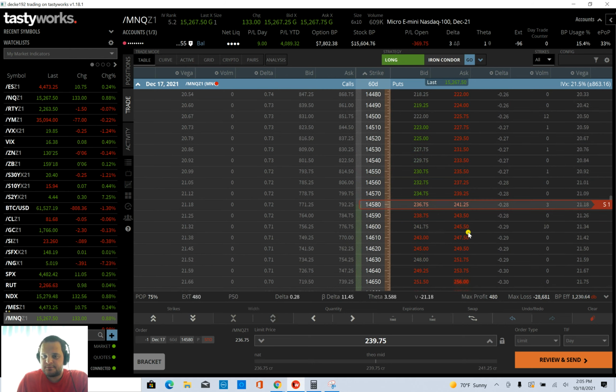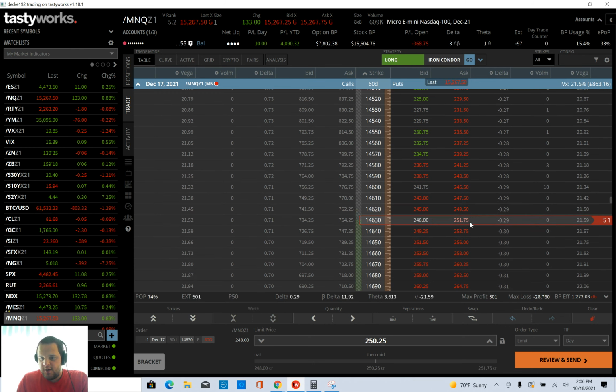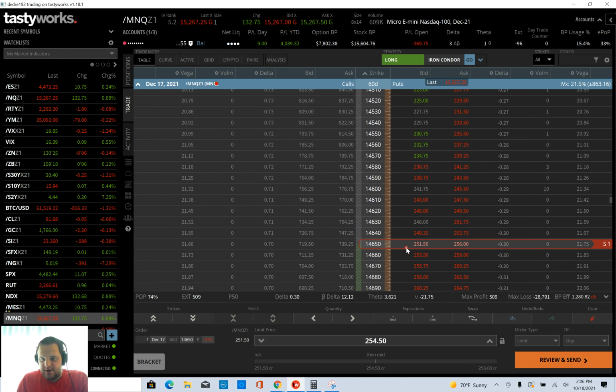So I'm going to move this down on the screen, up in price. I'm just going to round to the nearest 50. So this is a 30 delta put at the 14,650 mark. You can see my max profit is 509. Max loss if it goes to 0 is almost $29,000, and my buying power reduction is almost $1,300.